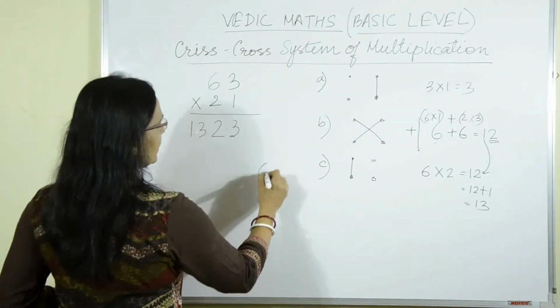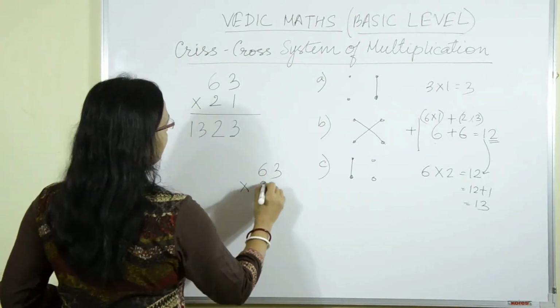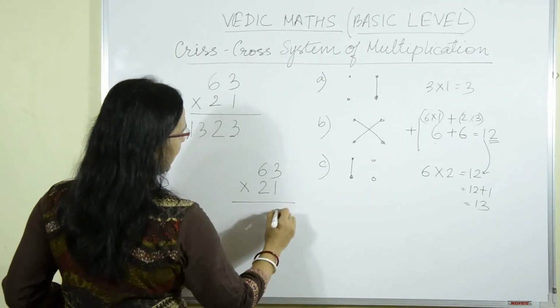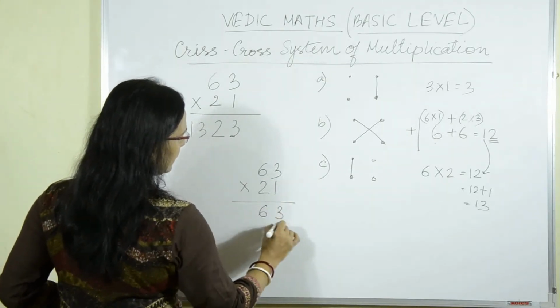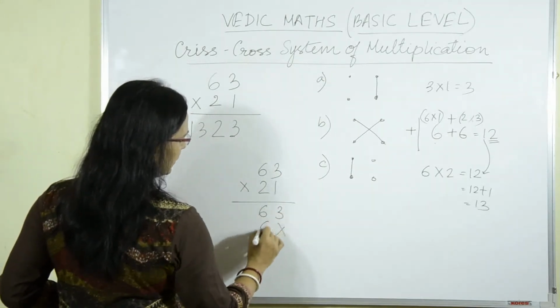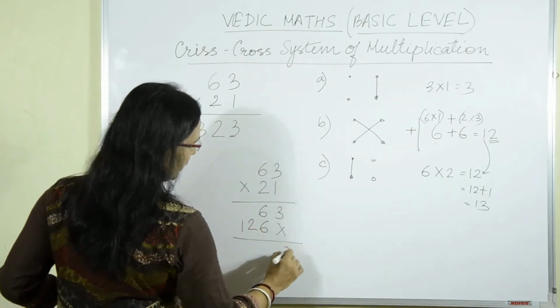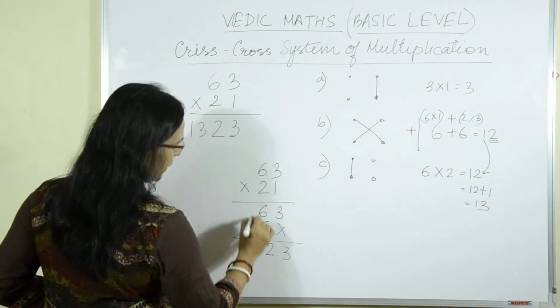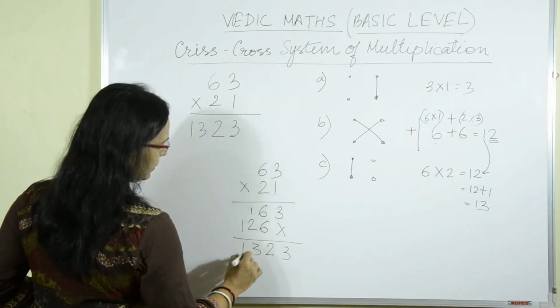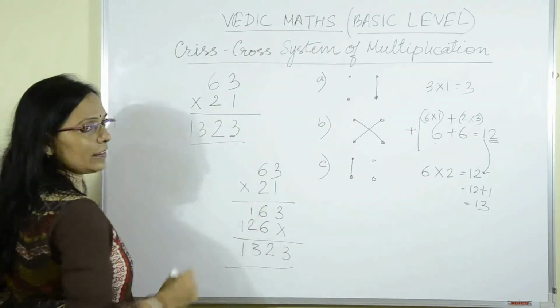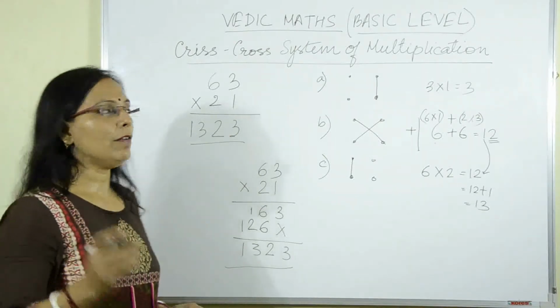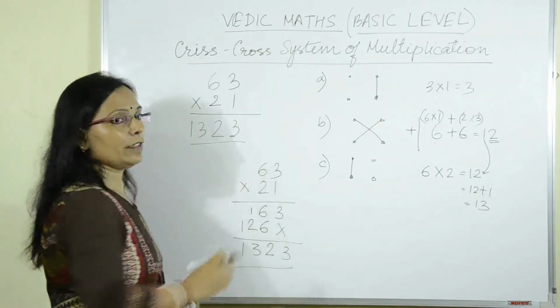Let us verify this with the general method. 63 into 21, I have 3 here and I have 6. Now this is 2 into 3 is 6. 6 into 2 is 12. Now this is 3. This is 12. Carry 1. This is 3 again. This is 1. I can see the answers are the same. So this is how I do for a two-digit number.